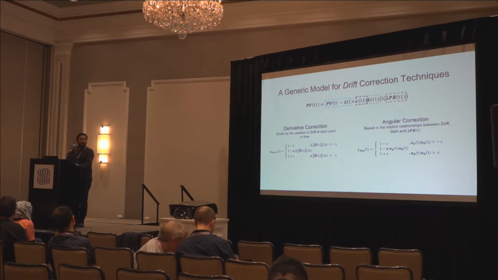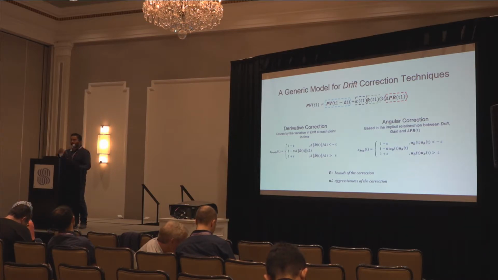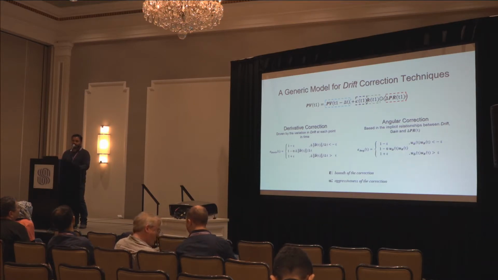I'm not going to go into details about the models, but I need to highlight the importance of two variables in these models. Epsilon represents the bounds of the correction, so how much we are going to allow the correction to influence the scaling policy in the technique, and alpha represents the aggressiveness of the correction. How quickly do we want the system to respond to changes in drift?